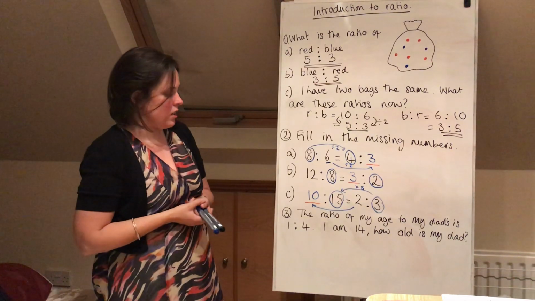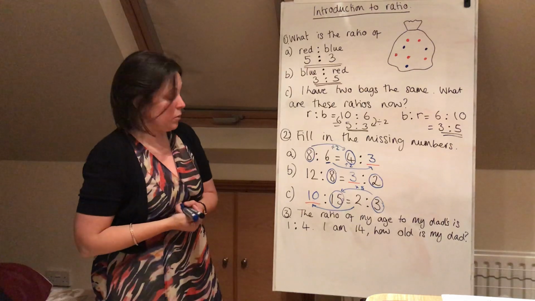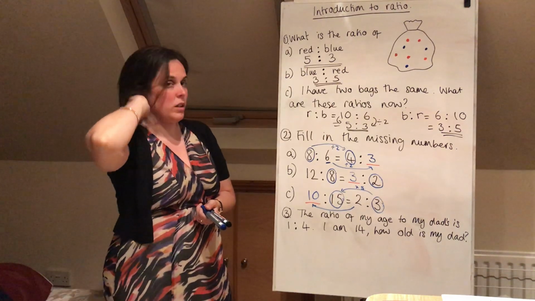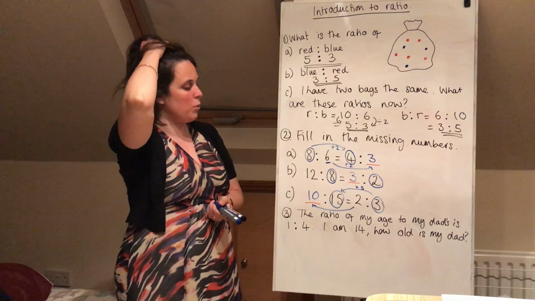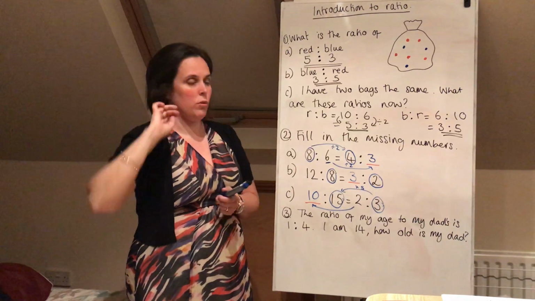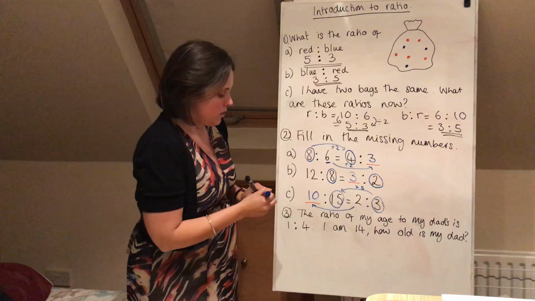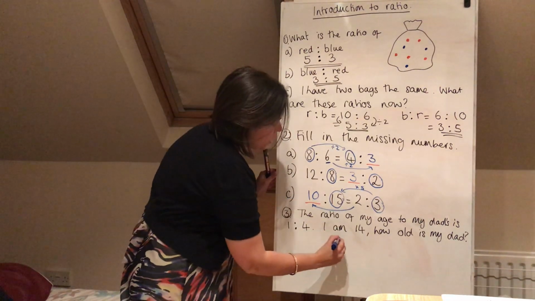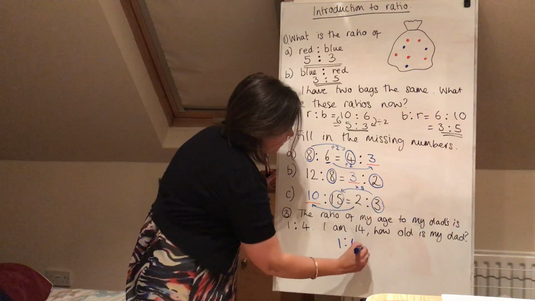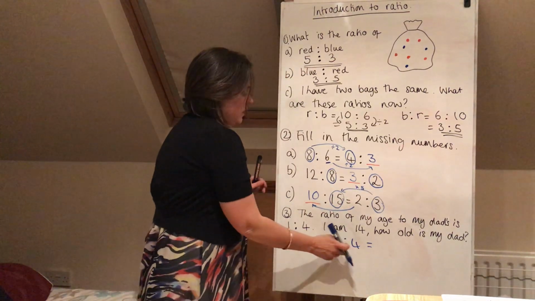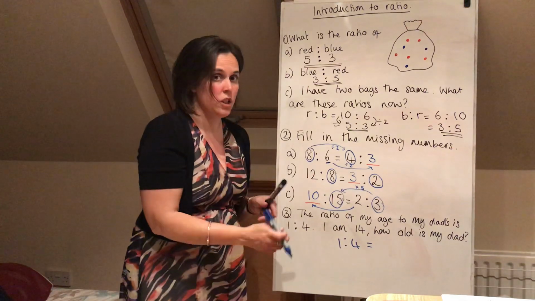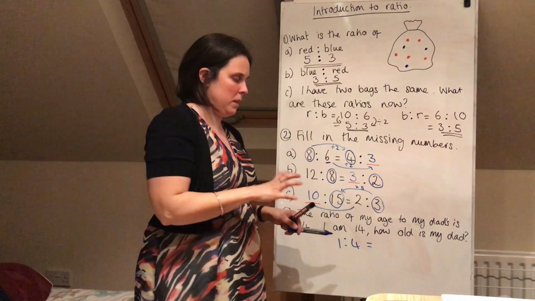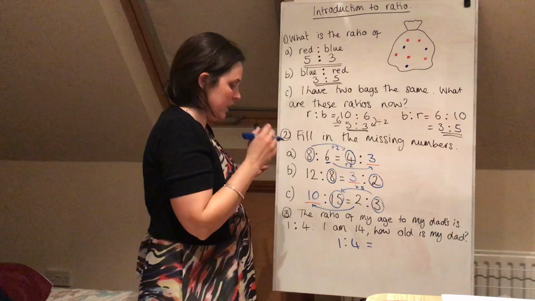Right, the last question then to look at, so this one is a bit of a worded question. The ratio of my age to my dad's is 1 to 4. If I am 14, how old is my dad? So we can use equivalent ratios here. So the ratio we've got is 1 to 4. Obviously that's my age and that's my dad's age, because the 1 is smaller and you'd expect the child to be younger than the adult, than the dad.